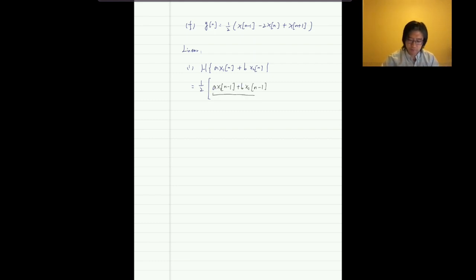Okay, this is the first term, right? So this is the first term corresponding to the term here. And then minus 2x of n, right? 2 multiplied by a x1 of n plus b x2 of n, right? And then add x of n plus 1. So this is our x. So we need to add a x1 n plus 1 plus b x2 n plus 1. Okay, so this is basically our output, right?